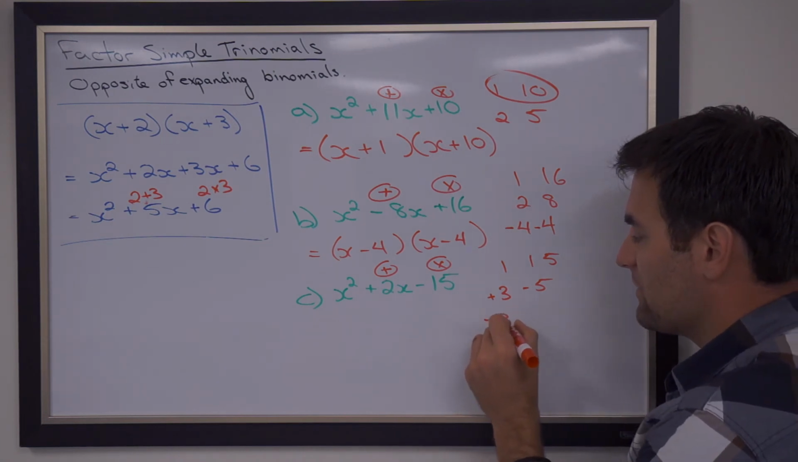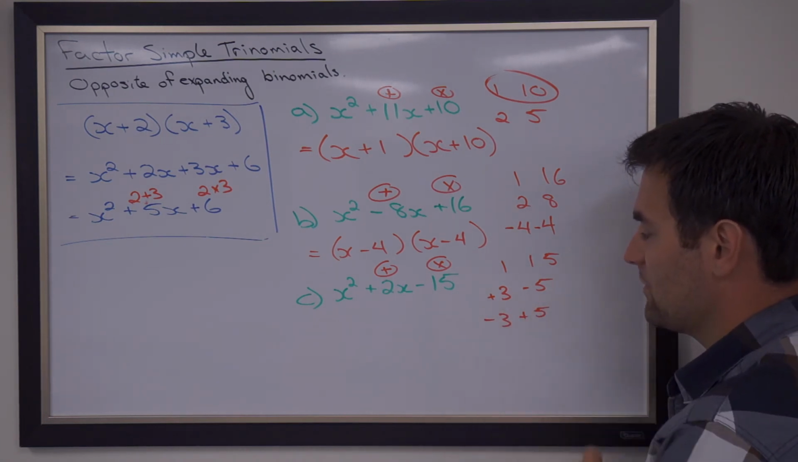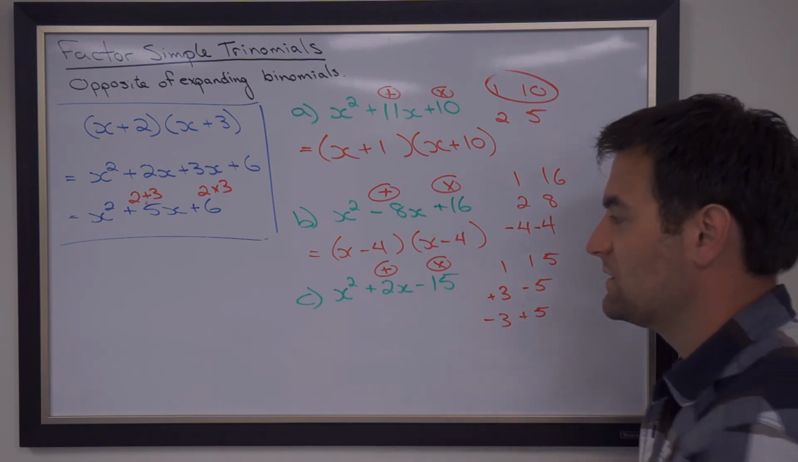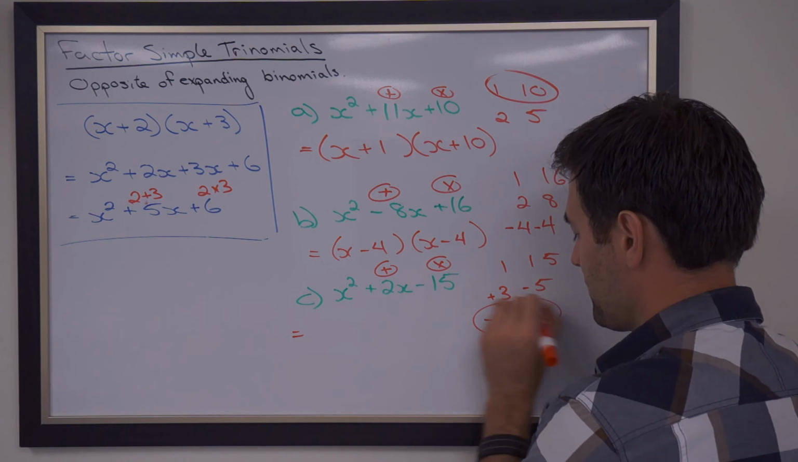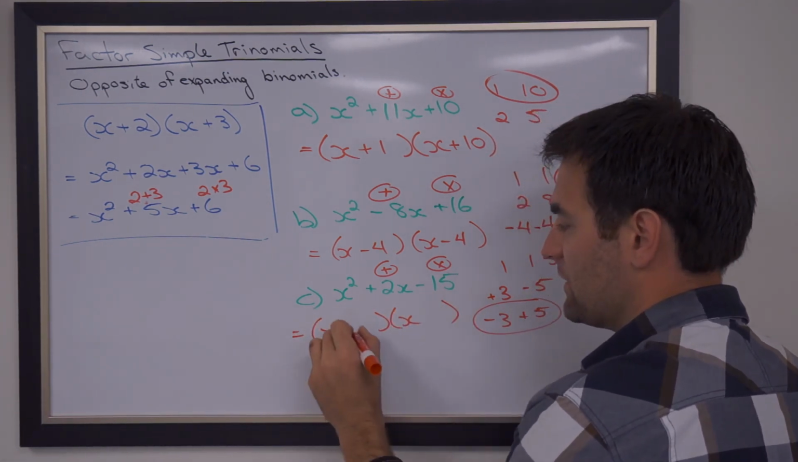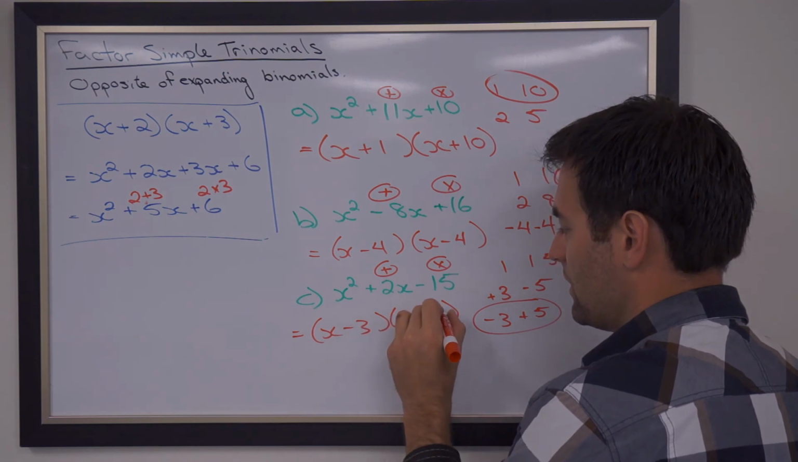But what if I try negative 3 and positive 5? Well, negative 3 plus 5 would give me positive 2. That's the pair of numbers I need to use. So x and x in each bracket, and then I have minus 3 and plus 5.